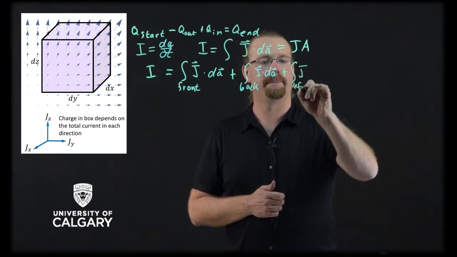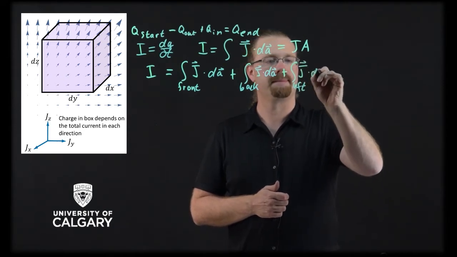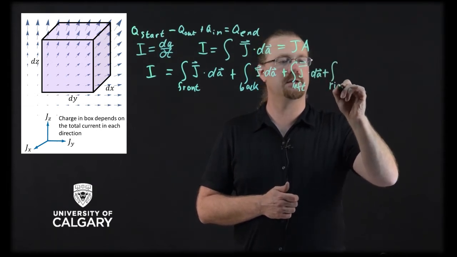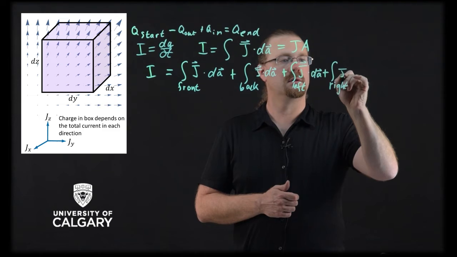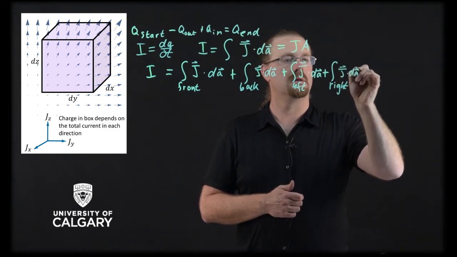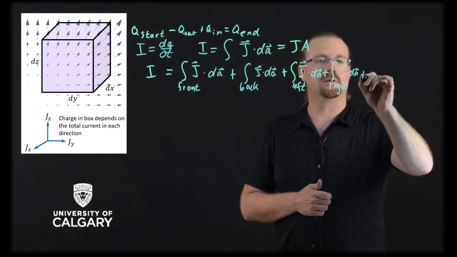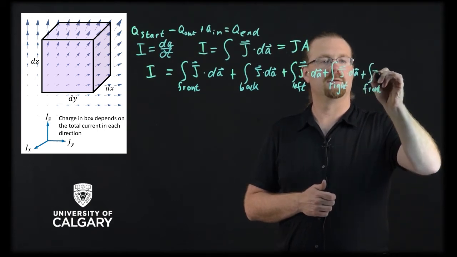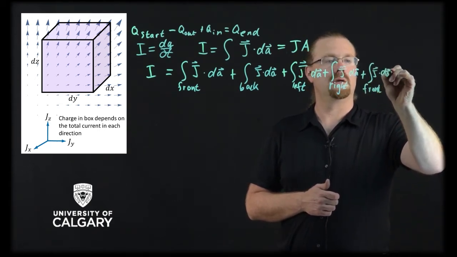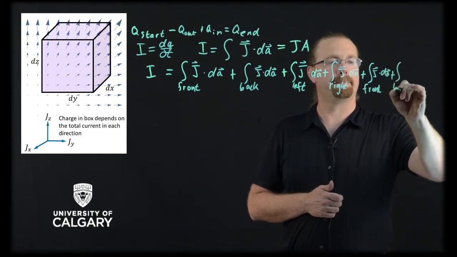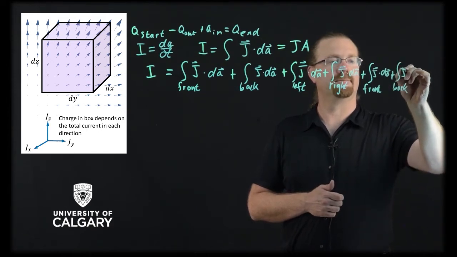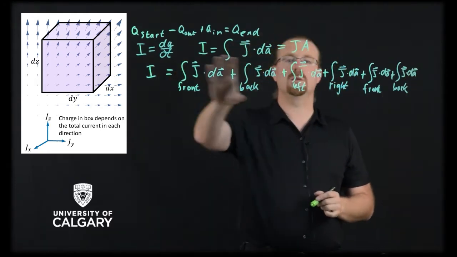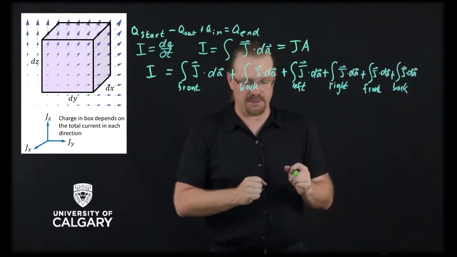the left plus, of course, the right plus the front J dot dA and the back. So this is our total current for our region of space.